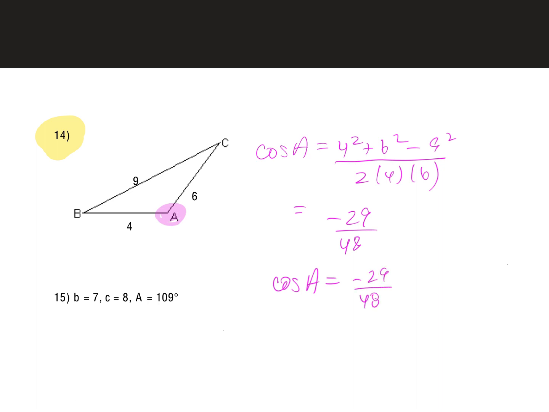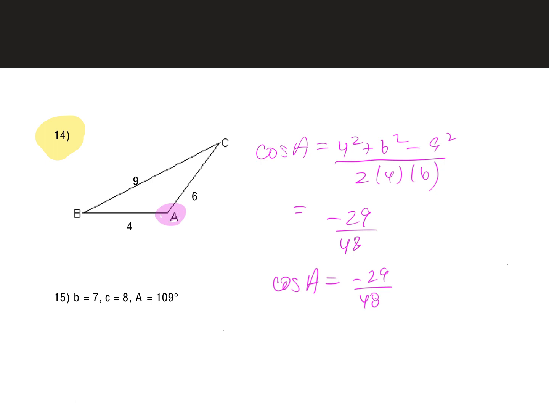So in your calculators, you could put it in like that. You could say cosine and then put in negative 29 divided by 48. You could divide it and then use whatever. But you get 0.99999.